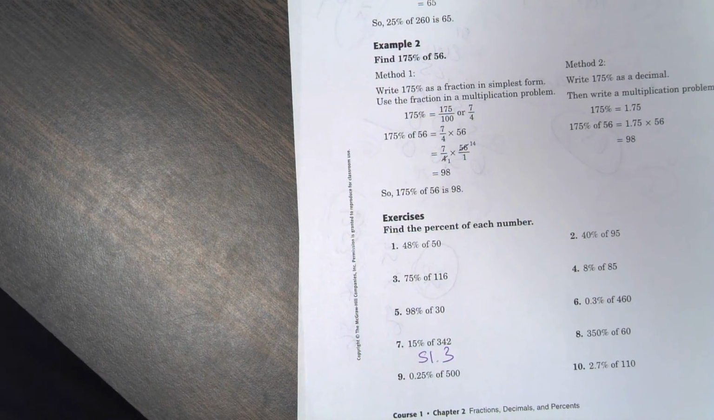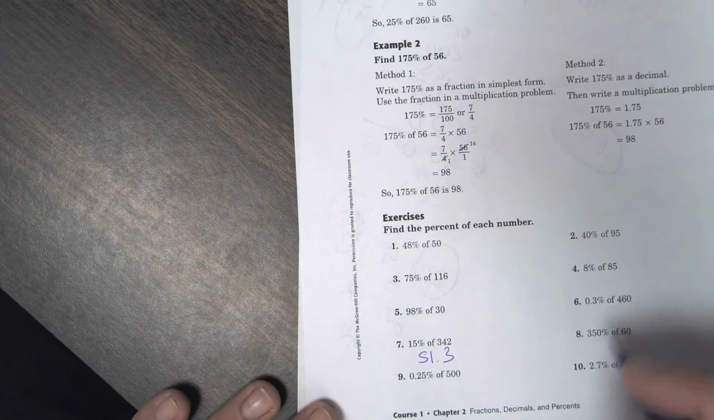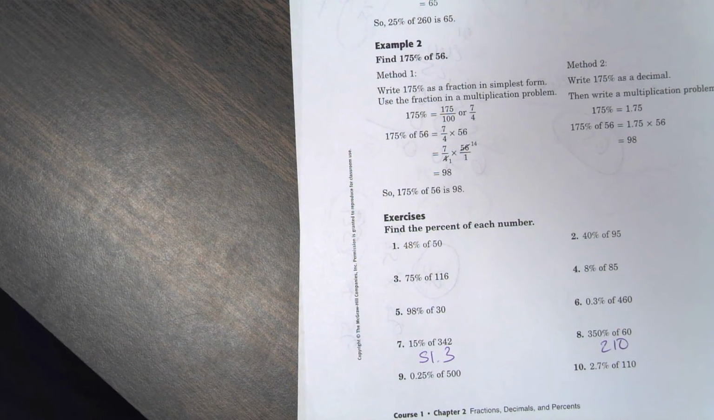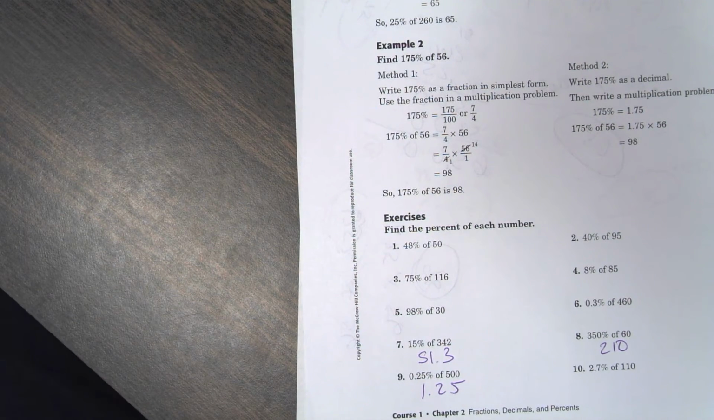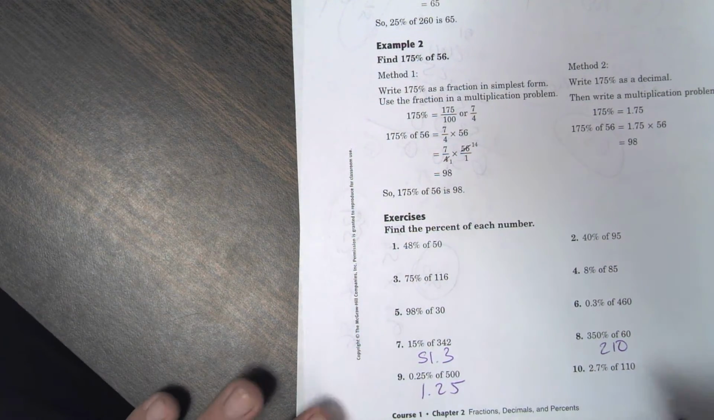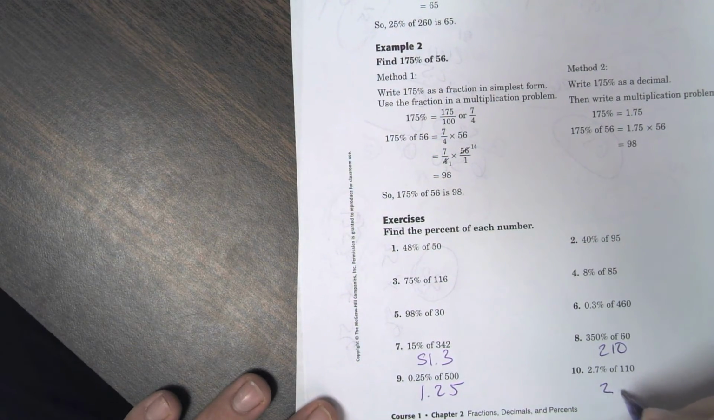Okay, 350% of 60. What's that going to be? It's going to be a larger number than 60. It should be anyways. Zach? 210. Yep. And 25 hundredths of a percent of 500. So this is going to be a very small number. So what is that one, Camden? 1.25. And 2 7/10% of 110. 2.97. There you go. Okay, so that's how that works. Percent of a number basically means you're multiplying to find the percent of the actual number.